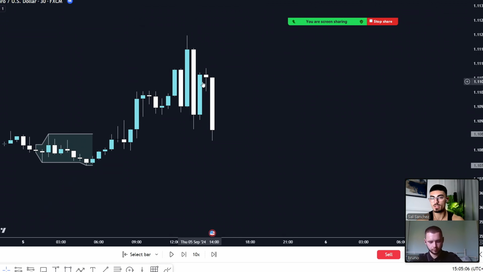Whenever you're trading, just understand that a bullish candle is going to open and close higher, and the bearish candle is going to open and close lower because it goes down.